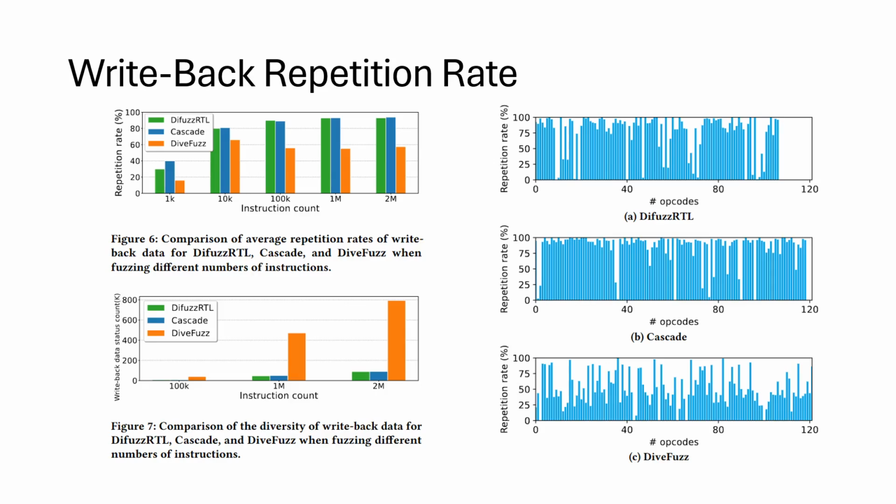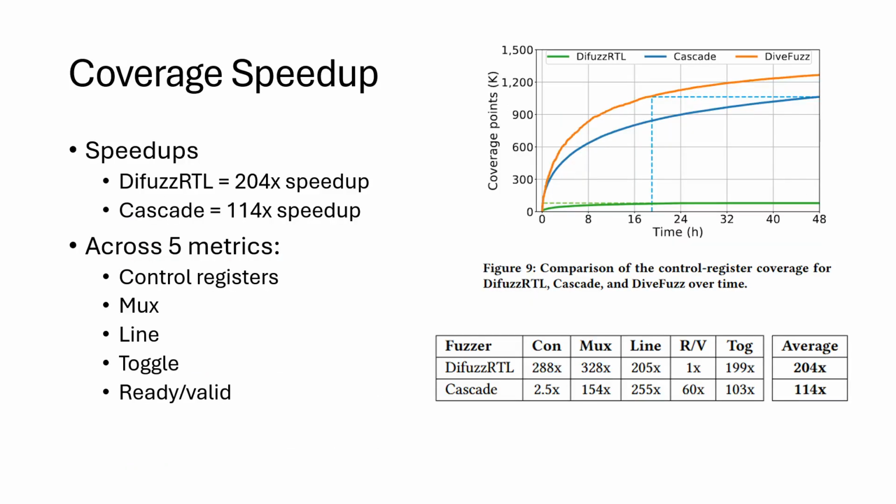Now, numerically, you could think of this as DiveFuzz exploring almost 2 times as many unique CPU states with the same amount of testing. Now, since we're testing, obviously, 2 times the amount of unique instructions in the same amount of time, we get to the performance numbers here. And this is where it gets very impressive.